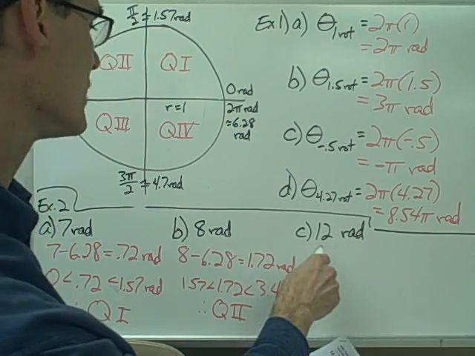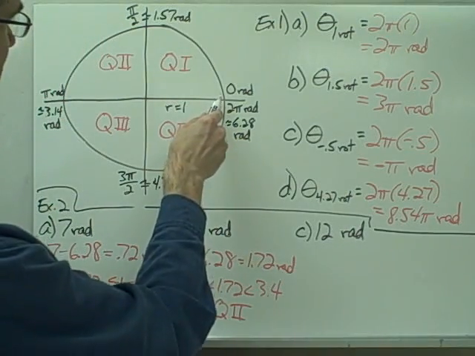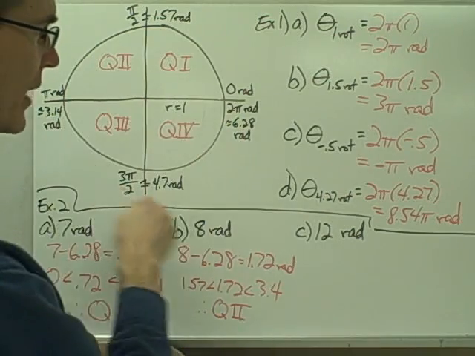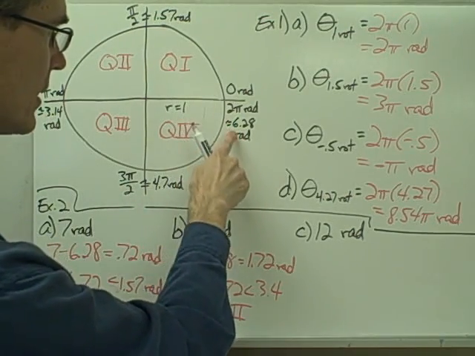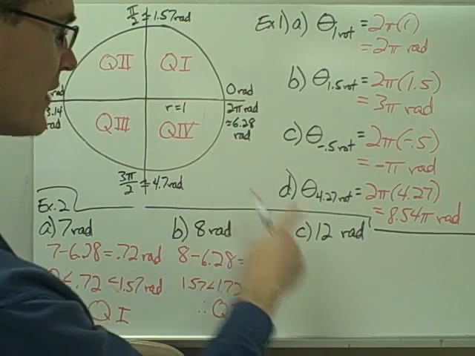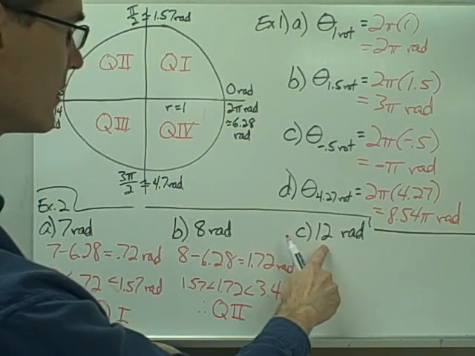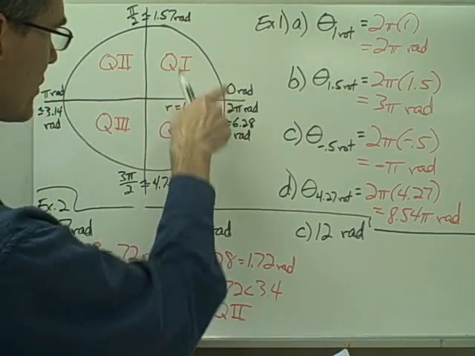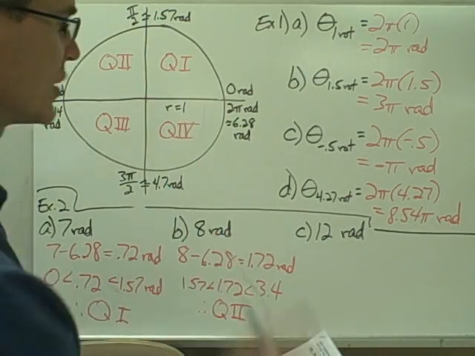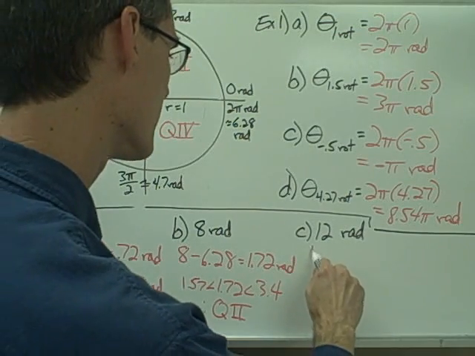All right, example C, 12 radians. Once again, if I go all the way around, that's 6.28 radians. If I go all the way around a second time, that's going to be 12.56. So I don't go quite 2 full rotations, but it looks like I'm going to go almost 2 full rotations, which looks like it would put me in quadrant 4. So let's see if that's right.